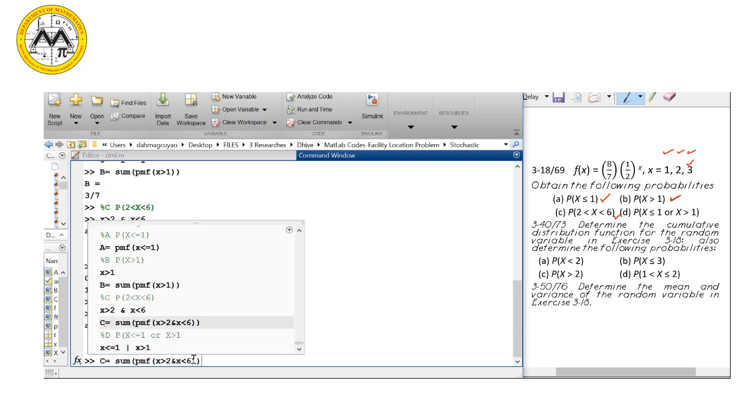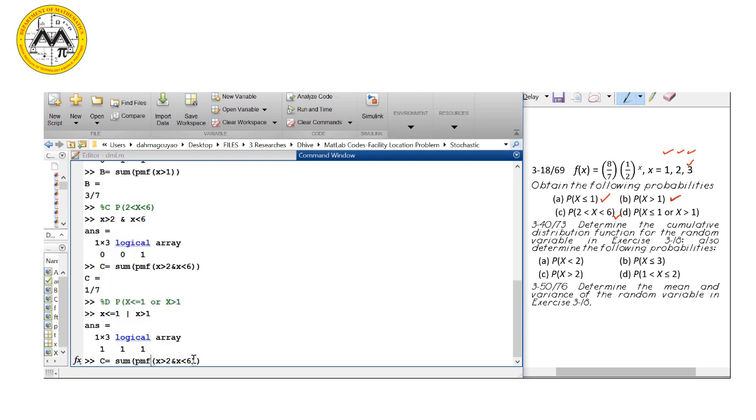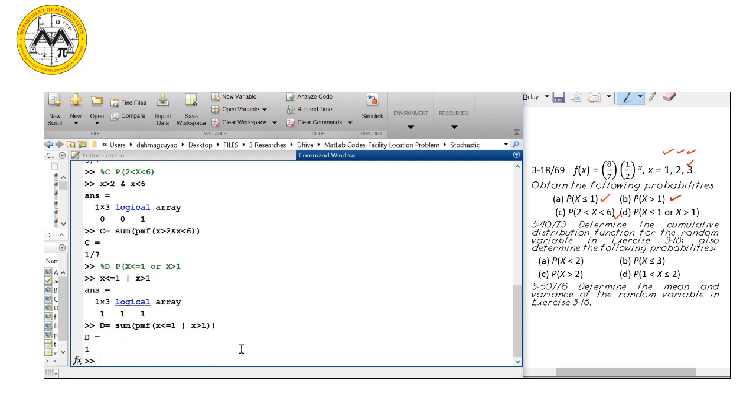So for letter D, we get the sum of the probability mass function such that x is less than or equal to 1 or x is greater than 1. So it would be 1.